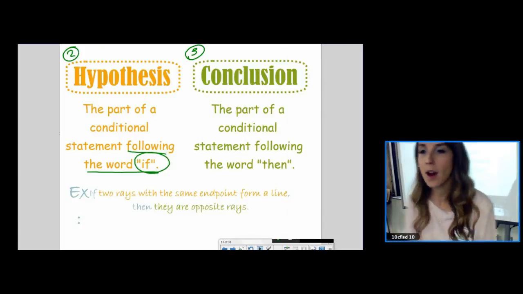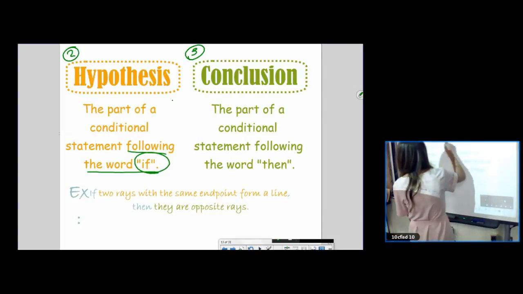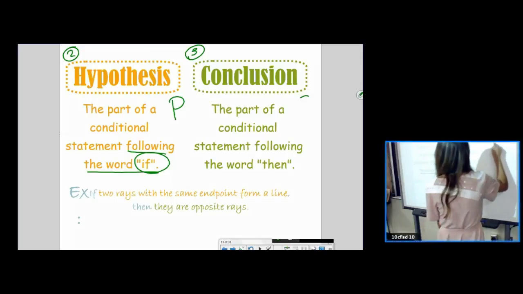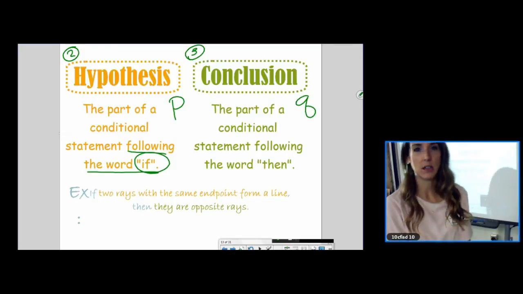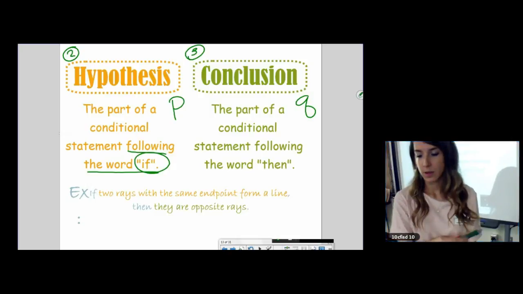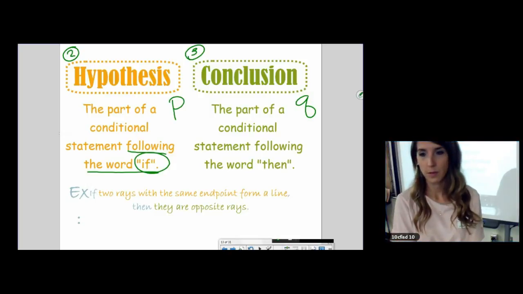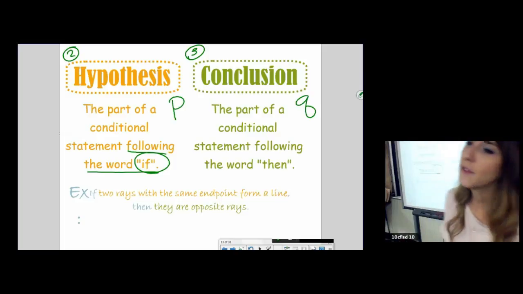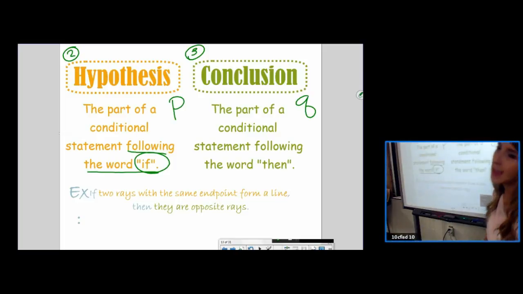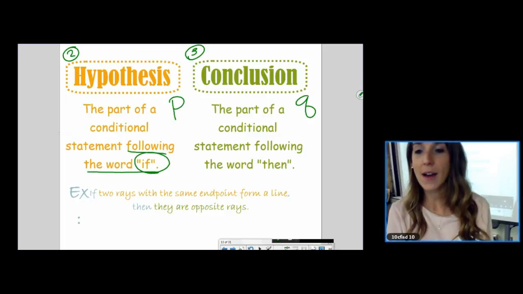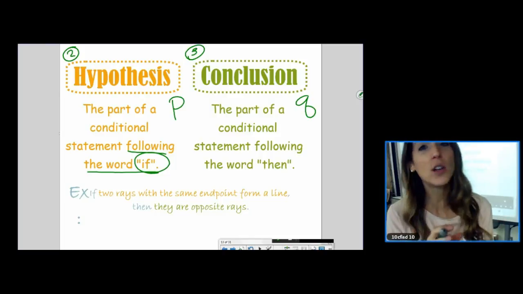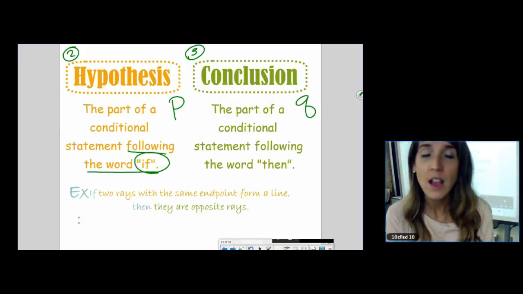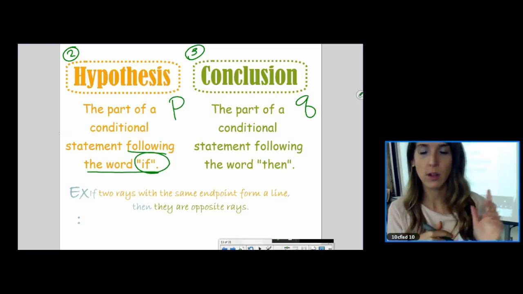For the notation part, the hypothesis is the P, and the conclusion is the Q. So that's the notation. P for number 2, Q for number 3. If 2 rays with the same endpoint form a line, then they are opposite rays. Now notice how I didn't make the if orange, and I didn't make the then green. So hypothesis does not include the word if, it's what's after the word if, and conclusion does not include the word then, it's what's after the word then.